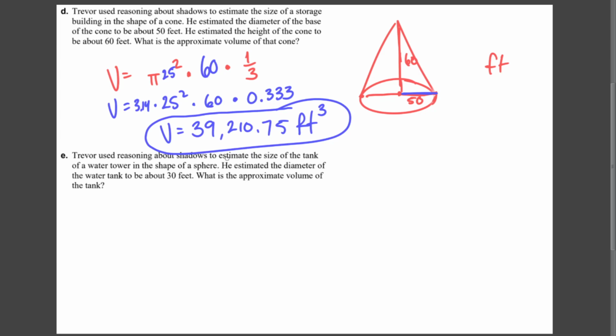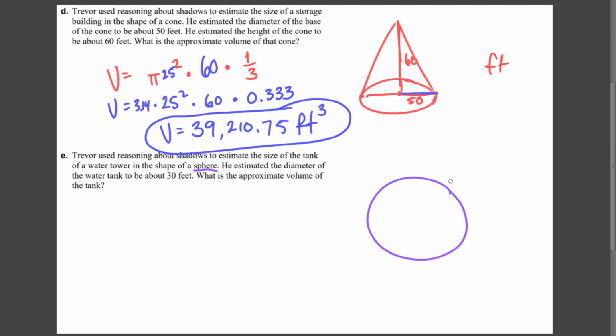Cool? Next problem. Let's switch over to purple. Trevor used the reasoning about shadows to estimate the size of a water tower in the shape of a sphere. So now we're working with a sphere. Once again, a sphere is drawn by making a circle with kind of an oval in the center of it, such as like that. He estimated the diameter of the water tank is about 30 feet.